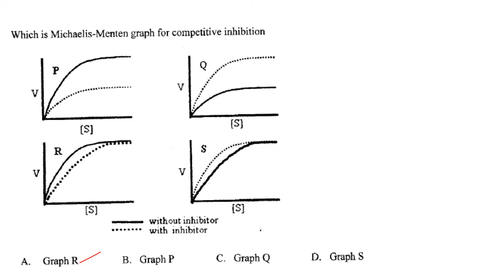So next question, which is the Michaelis-Menten graph for competitive inhibition? So it is graph R, that is an example showing competitive inhibition. So answer is option A, because in the case of competitive inhibition, the Vmax remains the same and Km increases. Competitive inhibition is when the inhibitor binds to the substrate binding site and will not allow the substrate to bind to the active site. So in that case, the Vmax remains the same but Km increases. So answer is graph R.